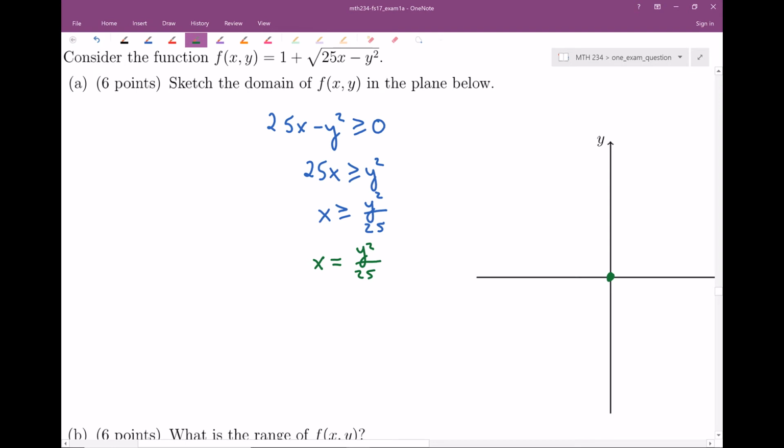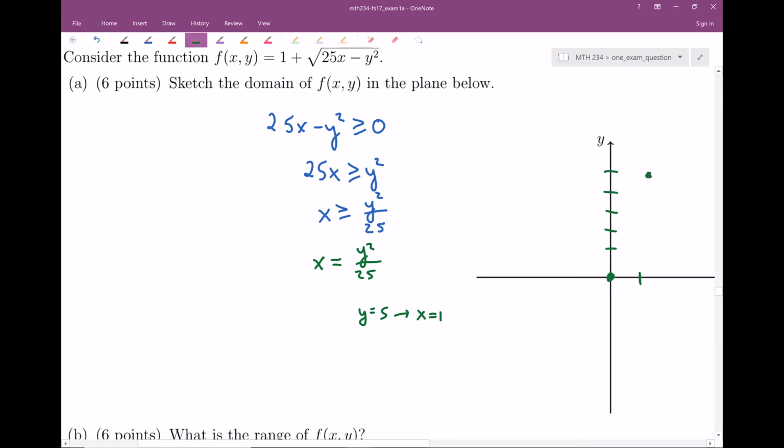Now another nice point to plug in is maybe y equals 5. Because if I plug in y equals 5, let me actually write this down, y equals 5, I would get 25 divided by 25, so that gives me x is equal to 1. So maybe I would plot the point x equals 1, y equals 1, 2, 3, 4, 5, so something like this.